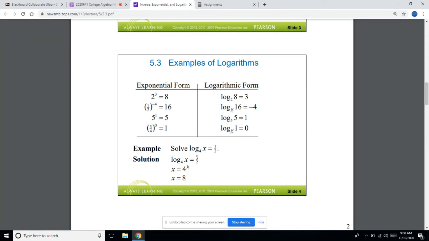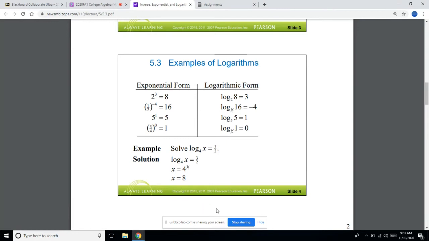So when we convert log base 4 of x is equal to 3/2, we can write that as 4 raised to the 3/2 power is equal to x. And if we calculate 4 to the 3/2 power, we would get 8. So solving this exponential gives us 8.